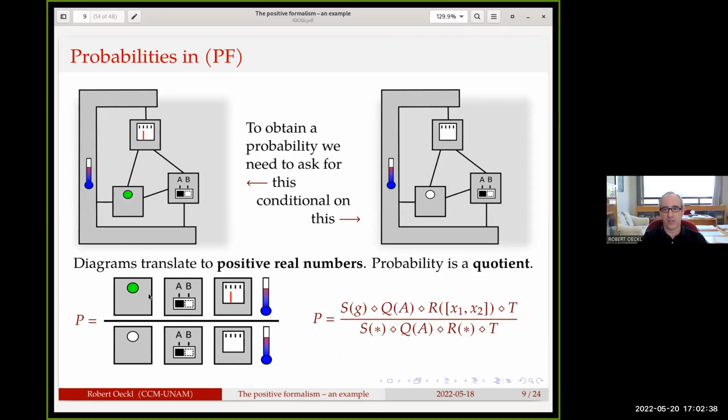And the composition respects this because the composition, as I told you before, is a positive map. So it respects this, which means that the whole expression, the number that you get when you evaluate the diagram on the left, is smaller or equal than the number you get for the picture on the right, which means that this quotient will be less or equal than 1 and also larger or equal to 0. So it will be a probability.